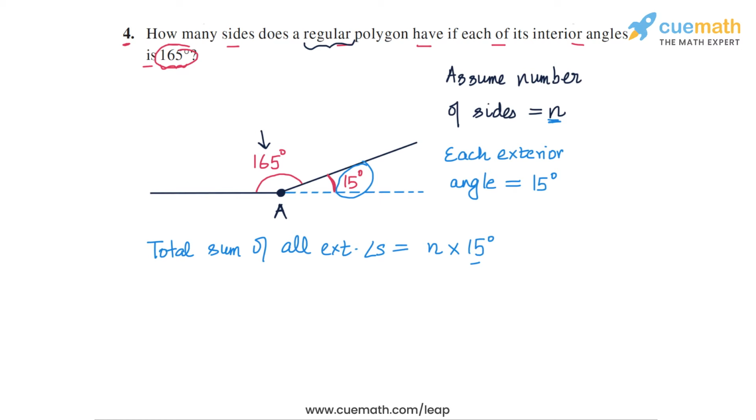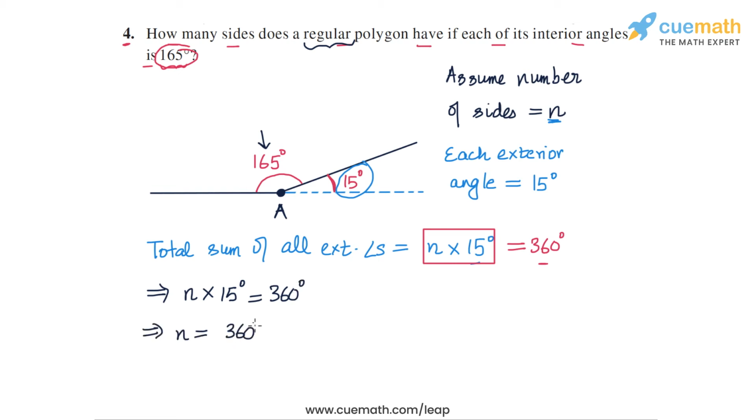And now this sum, n into 15 degrees, should also be equal to 360 degrees, because we know that the sum of all exterior angles of any polygon is equal to 360 degrees. So this is how we get an equation in n. n into 15 degrees is equal to 360 degrees. So n is simply 360 degrees divided by 15 degrees.